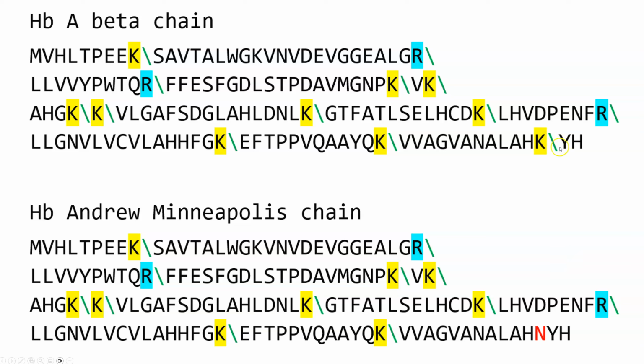So if I direct your attention over here, this K right there, that's at position 144. The beta chain has 146 amino acids, so it's right at the end. Instead of a lysine right here, you have an asparagine. So what happens is you get one fewer fragment. Instead of having two fragments right here, this one is not recognized.